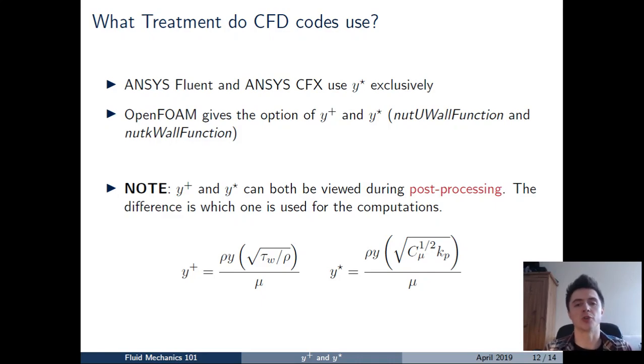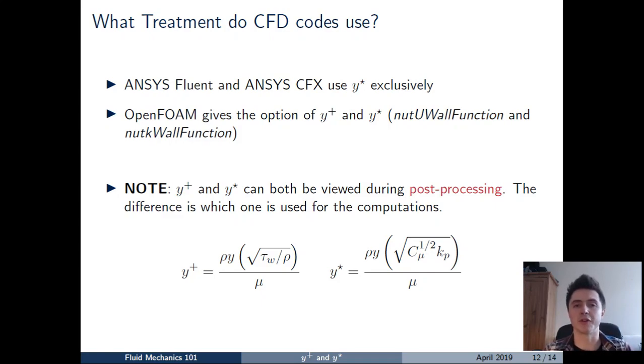OpenFOAM, on the other hand, gives the option of using yPlus or y star to compute the near wall kinematic viscosity. And these approaches are given by the nutUWallFunction and the nutkWallFunction, where nutU will be using yPlus, whereas nutk will be using y star. And so for OpenFOAM, both approaches are available. However, it's generally advisable in modern times to use the nutk version of the implementation, to use y star rather than yPlus, because we avoid the need for iteration.